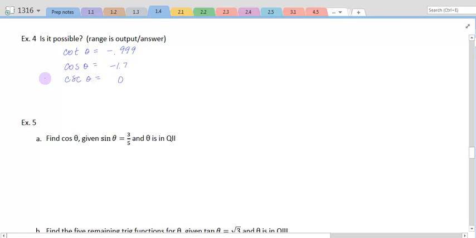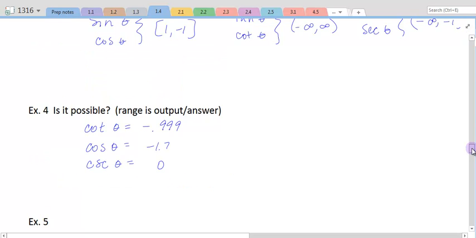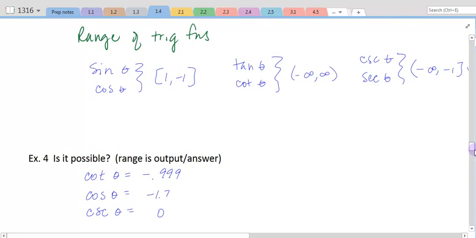The first example is just how well do you understand what we just talked about. If I gave you cotangent of theta is equal to negative 0.999, is that possible? Well, I'm going to scroll back up here and let you look at these ranges again. Cotangent is between negative and positive infinity, and negative 0.999 would definitely fall within that. So the answer would be yes, and that's because the range for this is from negative to positive infinity.